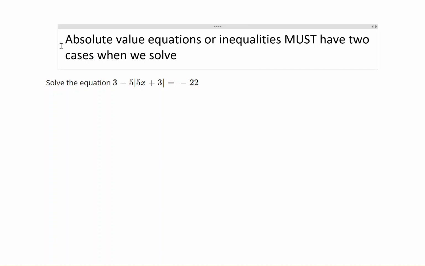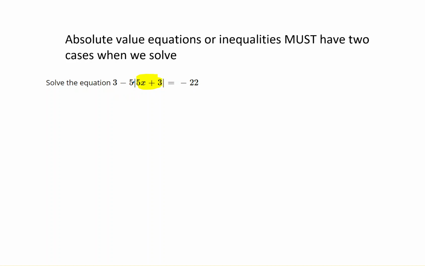But that doesn't mean we set up the 2 cases right from the get-go. We first have to isolate the absolute value stuff. Everything I've put in yellow here needs to be on its own side before we set up the 2 cases. I also want to note, look at this 3 minus 5. I don't want anyone to write a -2 there. This -5 that's next to the absolute value sign is actually being multiplied. Order of operations tells us not to subtract before multiplication, so we don't actually want to subtract those.